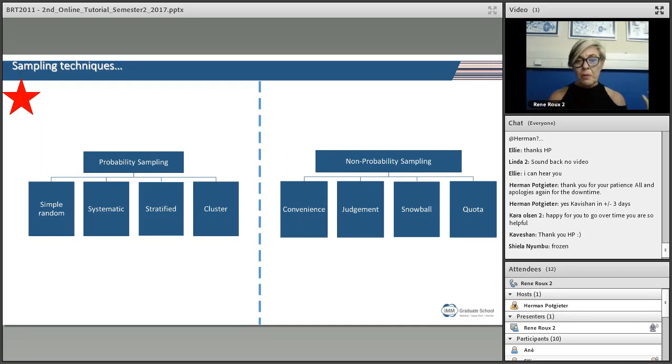Clustering is where you group a natural number of people together based on the area that they live, a community. So you will say suburb 1, suburb 2, suburb 3, or province 1, province 2, province 3. So that's probability. Non-probability, there are also four. There's convenience sampling, judgment, snowball, and quota. Quota is where I up front decide I want to interview 50 males and 50 females. That's quota.